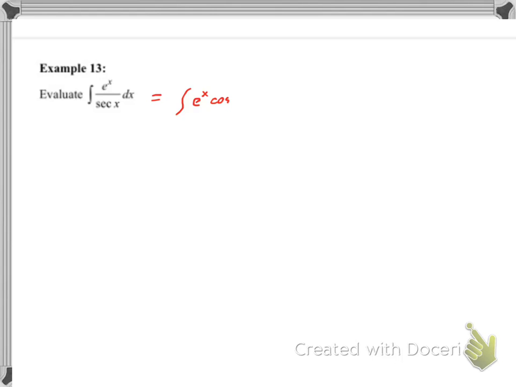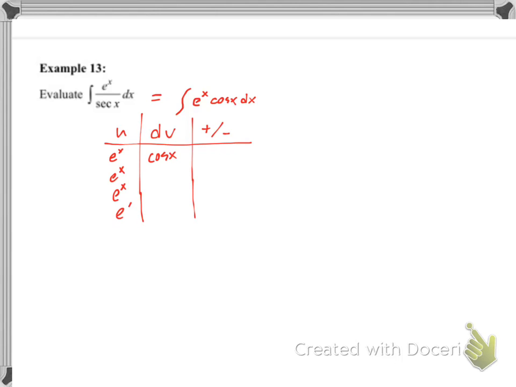Alright, e to the x cosine of x dx. Did you see that coming? Did you realize this? If you have secant in the denominator, it's the same as cosine on top. If you didn't, there you go, there's your indication. If you're deciding exponential versus trig function, which one gets u? It's LIPET, which has e before t. So u is e to the x.